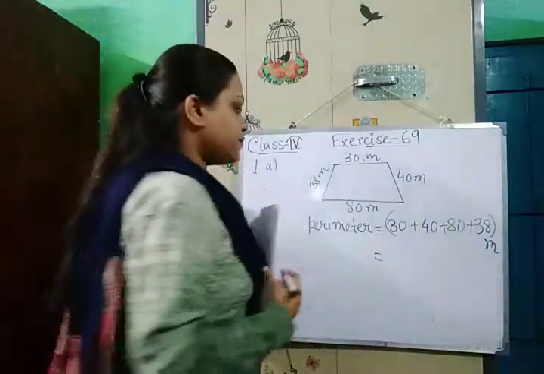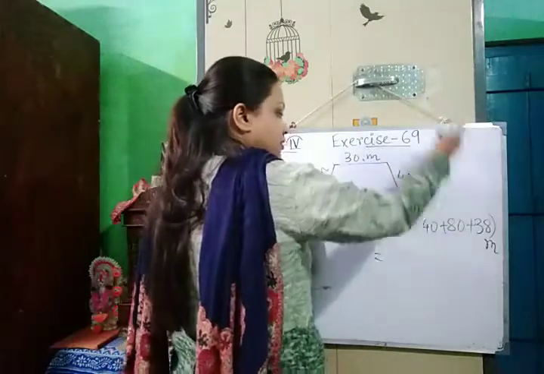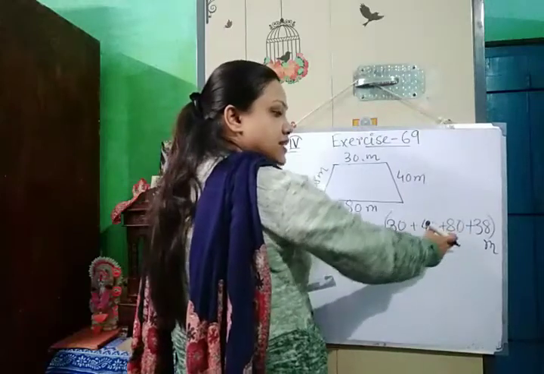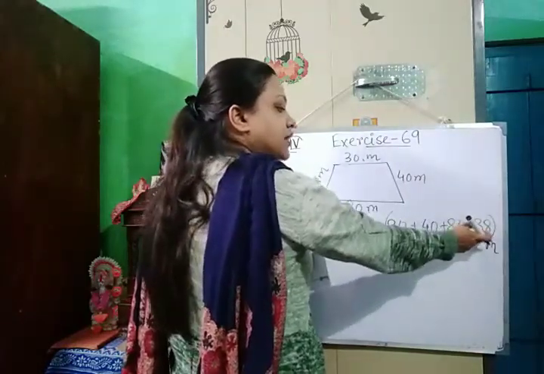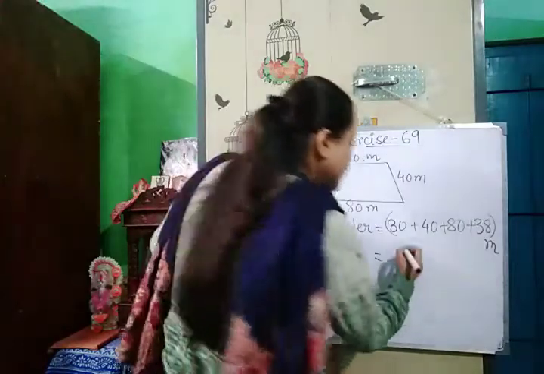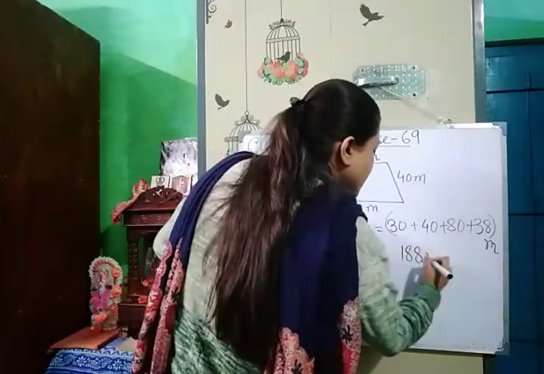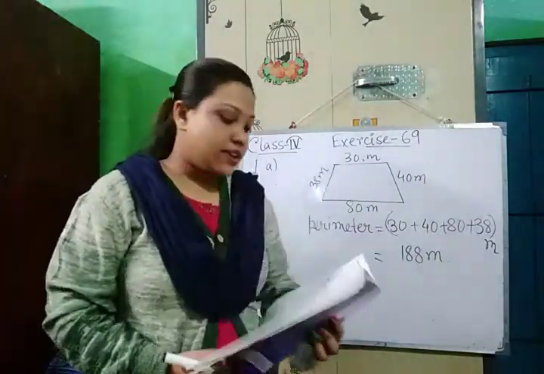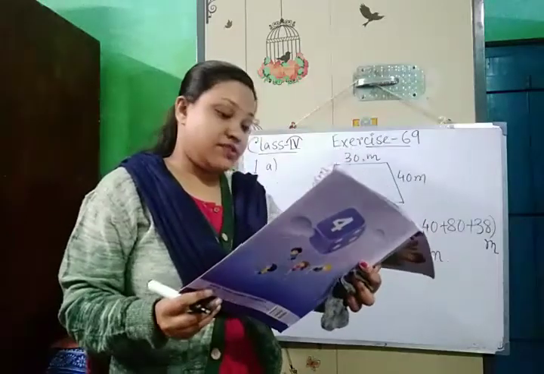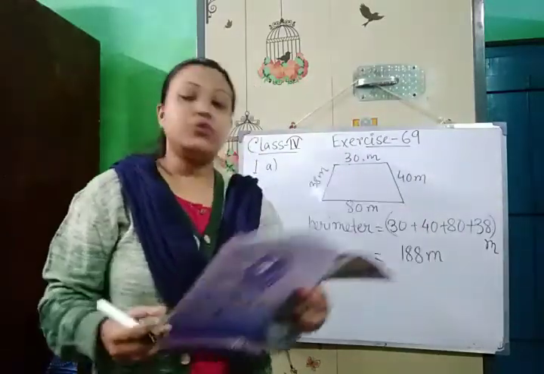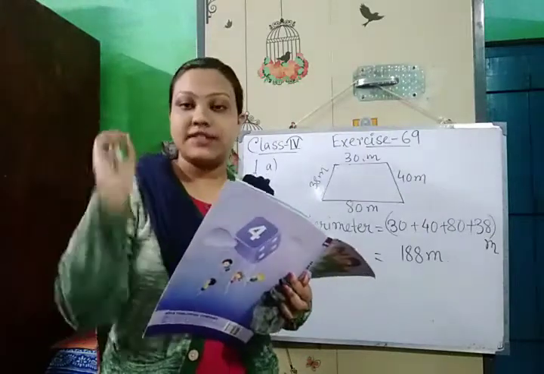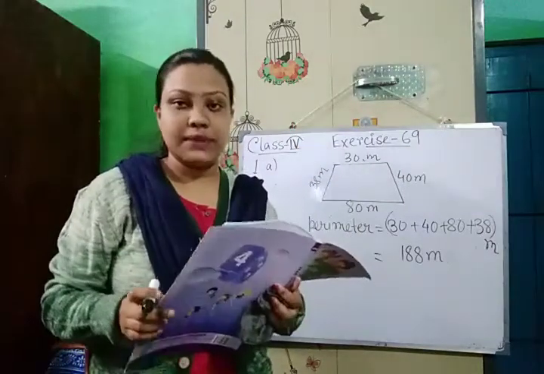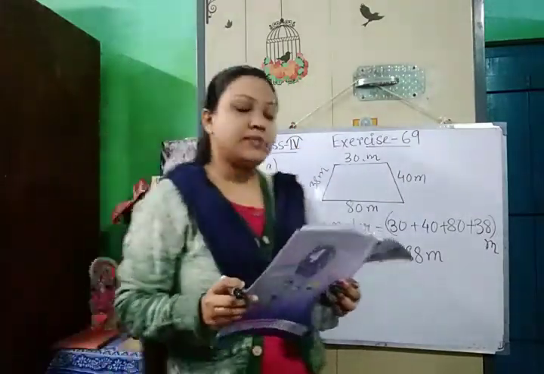Meter is the unit here. So you can add them. I'm adding them orally. 30 plus 40 is 70, 70 plus 80 is 150, 150 plus 38 is 188. So 188 meter is the perimeter of the given figure. The remaining figures are there, so you have to find their perimeters by following the same process. Just add the lengths of the sides, and you will get the perimeter. Now I am going to question number 2.